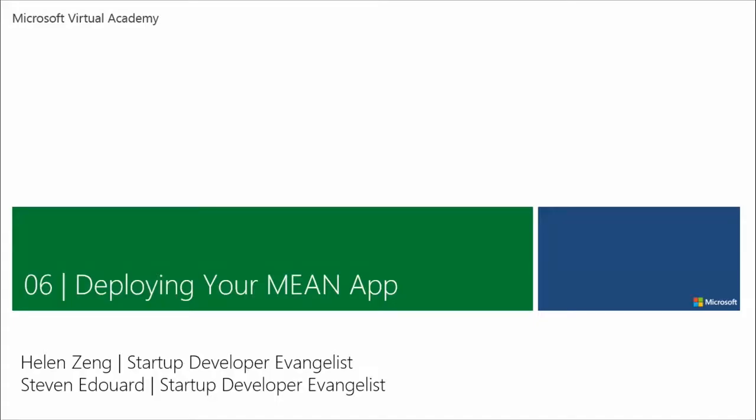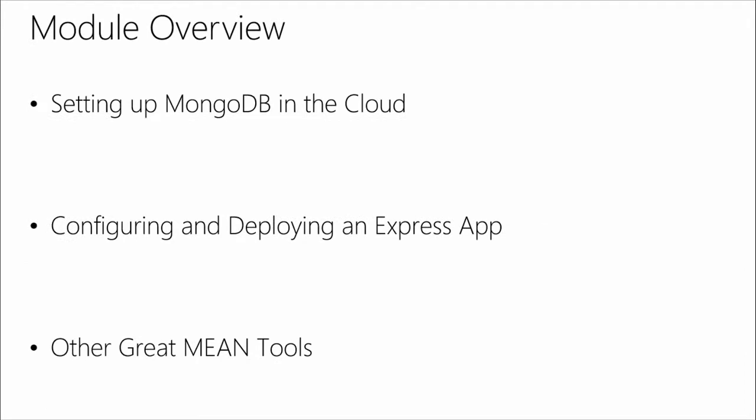And so now everything works locally, we have everything running, and all we need to do now is share it with the world and get it going. So this module is all about how we deploy our MEAN application. The first thing we'll do is set up MongoDB in the cloud, then we'll configure and deploy an Express application, and then we'll have a quick conversation about a few other tools you can use past this tutorial, and we'll let you go after that.